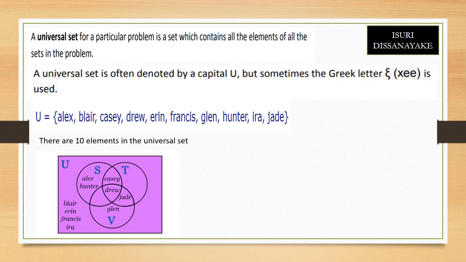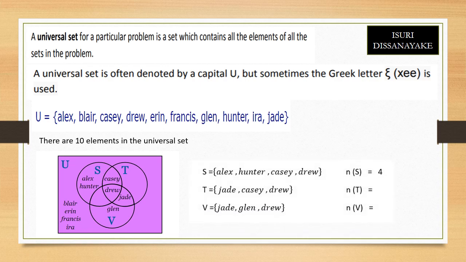So I'm going to input all the information into a Venn diagram where the set S shows Alex, Hunter, Casey and Dave. Set T, Jade, Casey, Dave. Set V, Jade, Glenn and Dave. So I have 3 subsets of this particular universal set.